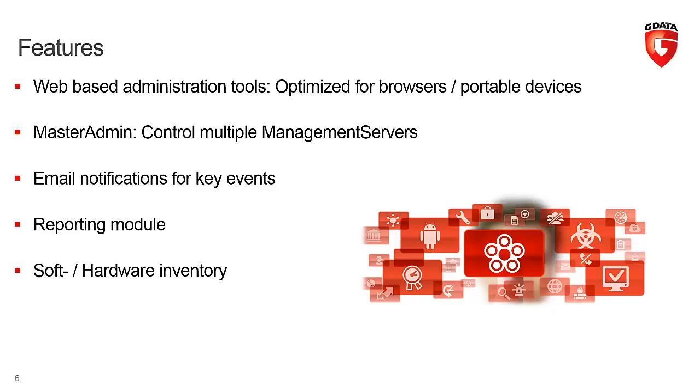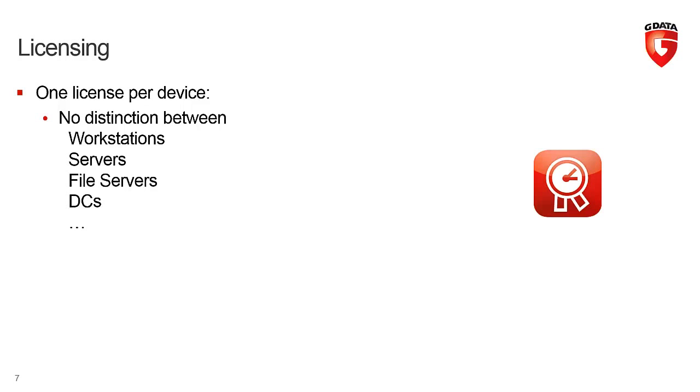Unlike some vendors out there, GData does not make a distinction between the type of machine you install the GData security client on. Whether it's a workstation, a mobile device, file server or domain controller, each device uses one license, full stop. If you have a terminal server environment, check your number of client access licenses, or CAL for short. This is the number of licenses which is required to cover your terminal server.